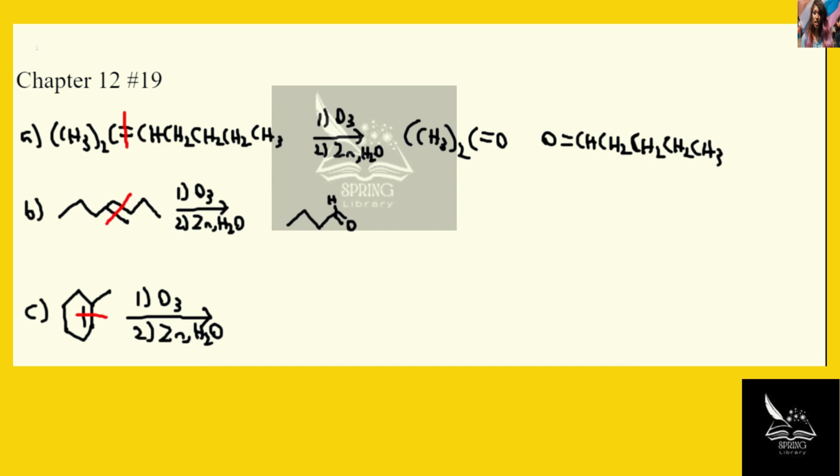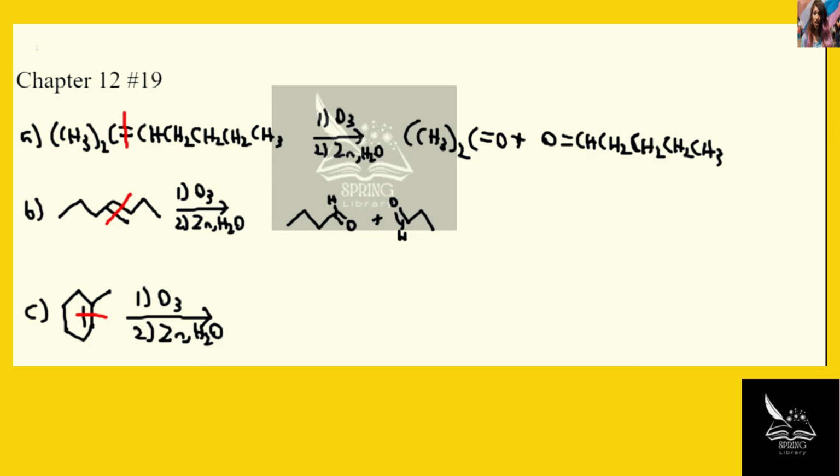So we're going to have that aldehyde, and I forgot a plus sign there. Okay, so let's add that. So we'll have this aldehyde, and then we'll have the other aldehyde. That's going to look like this. Okay, and so that's B.